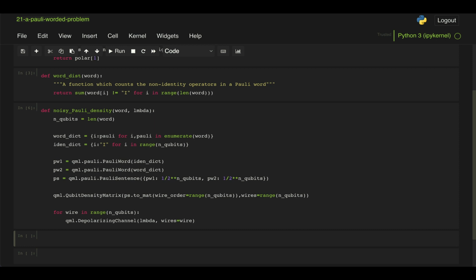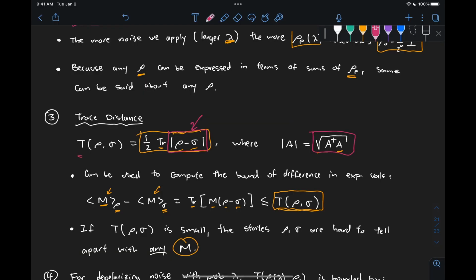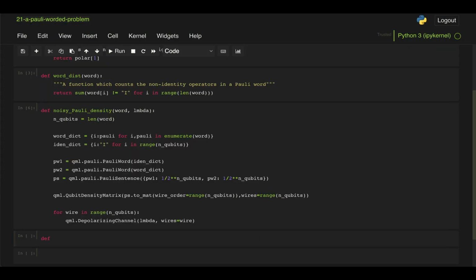And now we need to create the function that is going to compute the trace distance between two matrices. So our noisy density matrix of the Pauli string and the maximally mixed state density matrix. So we're going to call that max mix trace distance that takes in the word and lambda. Again, we're going to define the number of qubits, which we're going to need to define our device. So for the device, we're going to use default.mixed like we did last time.